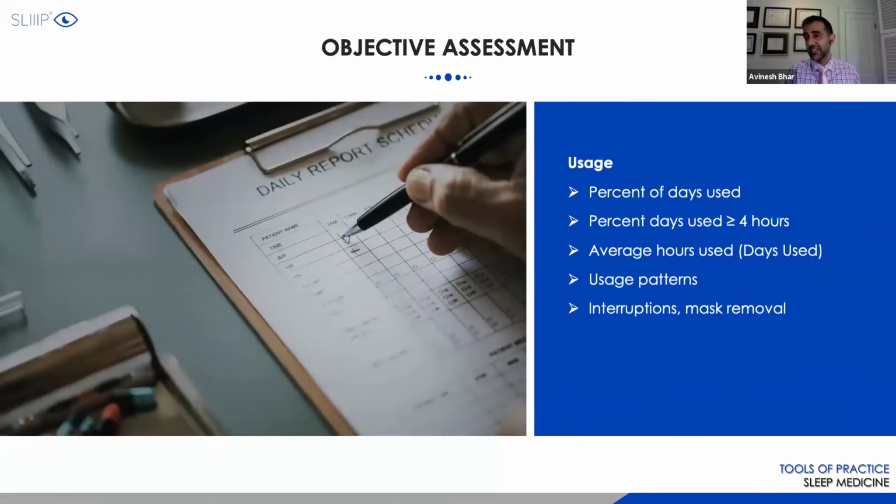You want to make sure the percentage of use is above 70%, and that's mainly an insurance requirement. I always strive for making sure they're using it for the duration of their sleep.